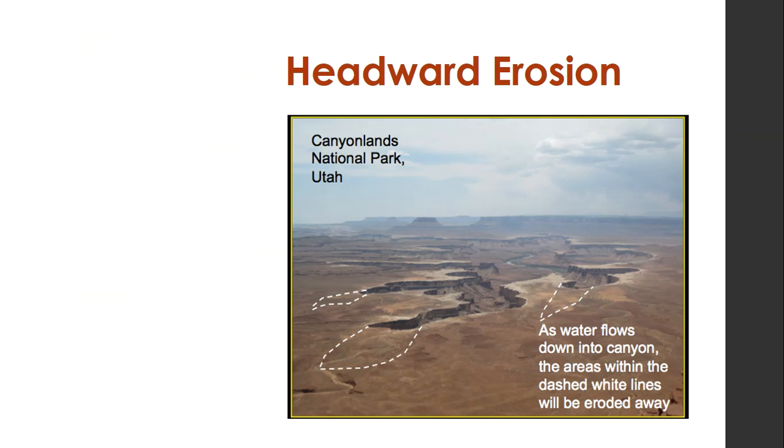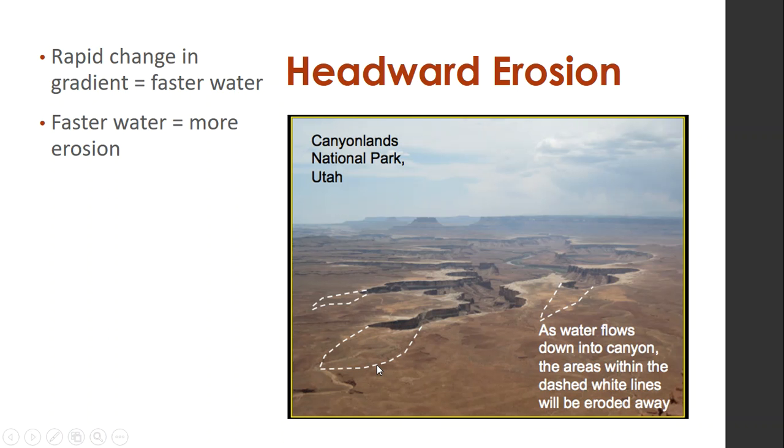We also have something called headward erosion. Here we can see this is from Canyonlands National Park. We have these fingers that are coming in, and as water flows down into this canyon, these fingers are going to lengthen and erode away this landscape. The faster the water, the more erosion. So as it goes off of this cliff here, it's going to erode much faster than it is going to back here. So those canyons and valleys become longer over time.